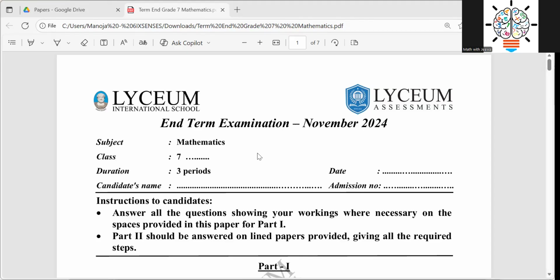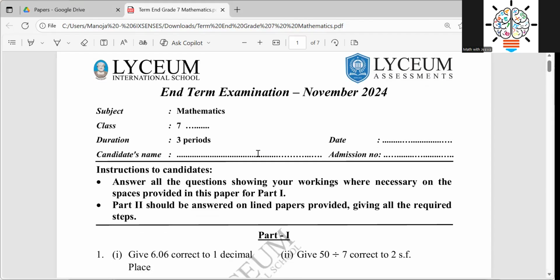So while going through this paper and discussing, we will get a clear idea about the paper structure, right? The first thing when you get the paper, by now you know because you were in grade 6 and you are familiar with this paper structure and the examinations, you want to fill in the blanks. Either you are in 7A, 7B, like that, and the 3 periods, then the date, your exam date, your name and the admission number. The most important thing, you want to read the instructions properly.